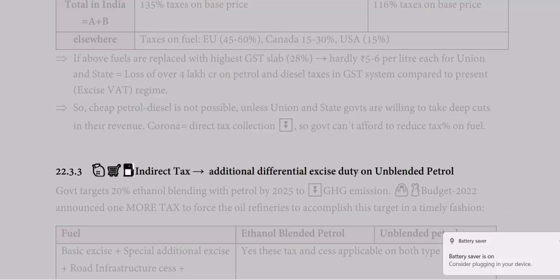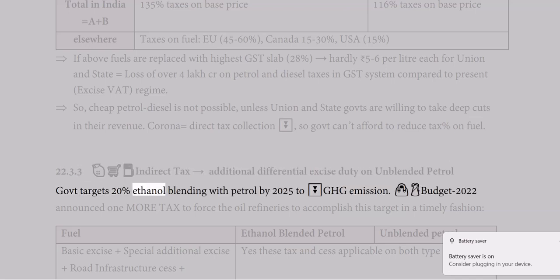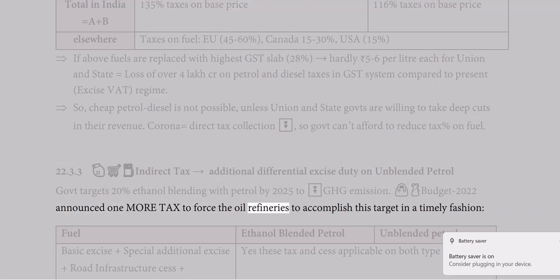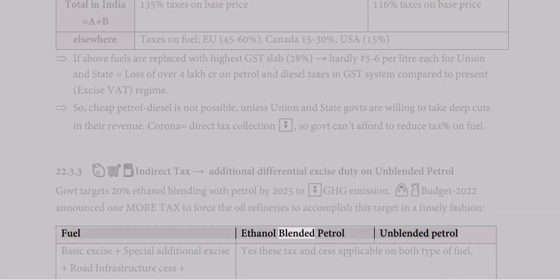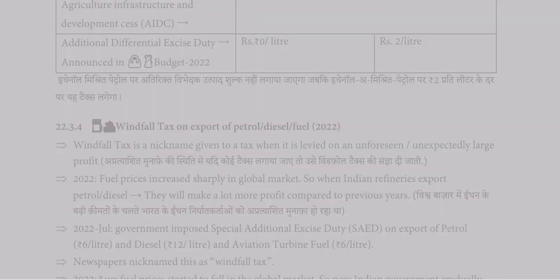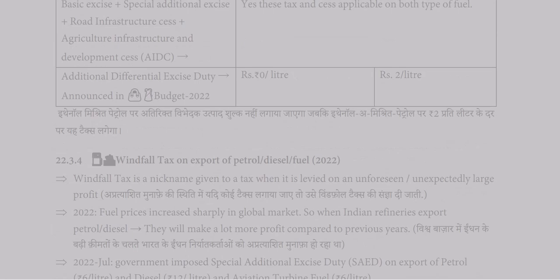2.3.3 Fuel pump indirect tax: additional differential excise duty on unblended petrol. The government targets 20% ethanol blending with petrol by 2025 to reduce GHG emissions. Budget 2022 announced one more tax to force the oil refineries to accomplish this target in a timely fashion. Fuel, ethanol blended petrol and unblended petrol: basic excise plus special additional excise plus road infrastructure cess plus agriculture infrastructure and development cess, AIDC. Yes, these taxes and cess are applicable on both types of fuel. Additional differential excise duty announced in budget 2022: 2 Indian rupees per litre.